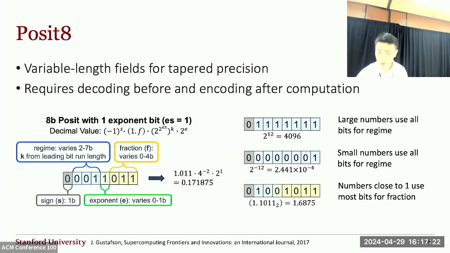POSIT has two configurations, the total number of bits and the number of exponent bits. In this work, we're using 8-bit POSIT with one exponent bit. Different from FP8, POSIT has an additional field called regime, and the length of the regime is determined by the scale of the number. Regime makes the exponent and fraction fields both variable length. Therefore, numbers can use all the bits for exponent to represent very large or very small numbers, like the first and second examples on the right. For values around 1, numbers can also allocate most bits for fraction fields, so we have a more precise representation of the value. Because all the fields are variable length, POSIT needs to be decoded before each computation and encoded back into POSIT format after the computation.